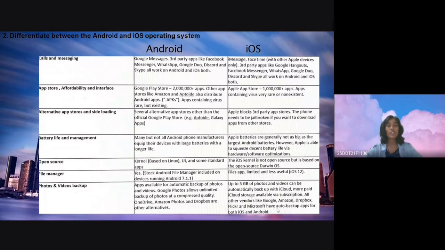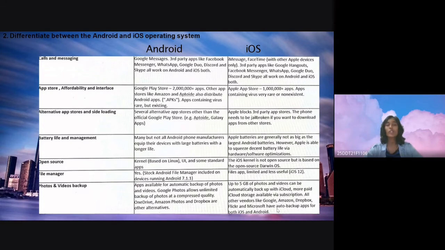The open source for Android is the kernel, based on Linux, the UI, and some standard apps, while the open source for iOS is that the iOS kernel is not open source but is based on the open source Darwin OS. A file manager is available on Android, with the stock Android file manager included on devices running Android 7.1.1, while the file manager in iOS is available, which is limited and less useful for iOS 12.